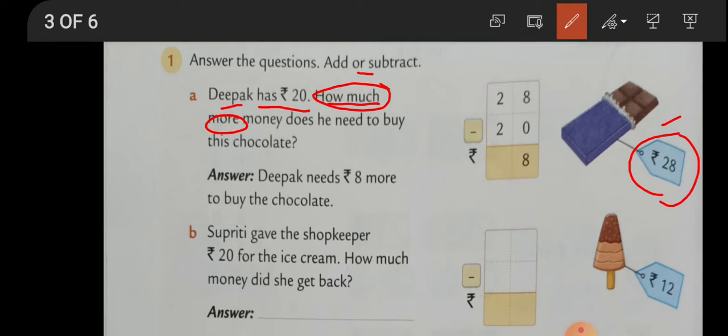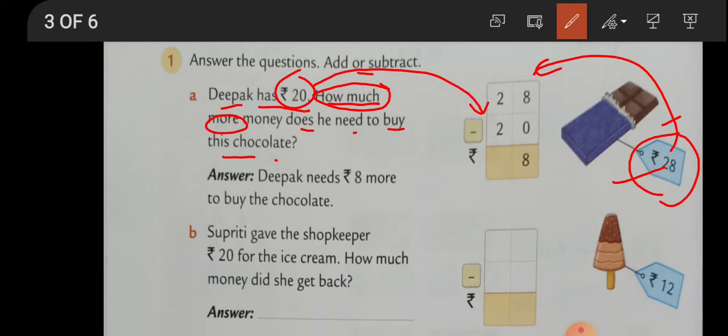How much more money does he need to buy this chocolate? He is having only 20 rupees. Now what is the rate of the chocolate? 28. So 28 is the bigger number. We need to write it first. How much is he having? 20. We'll write it below. How much more means you have to minus. So we subtract, 8 minus 0. 0 is nothing, so write 8 as it is. Then 2 minus 2, 2 fingers up and 2 fingers down, nothing, 0. That means 8 rupees.